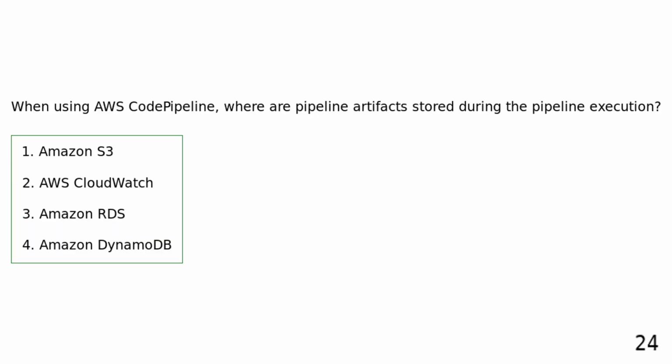When using AWS CodePipeline, where are pipeline artifacts stored during the pipeline execution? Amazon S3, AWS CloudWatch, Amazon RDS, Amazon DynamoDB. Pipeline artifacts in AWS CodePipeline are stored in Amazon S3 during the execution of the pipeline.